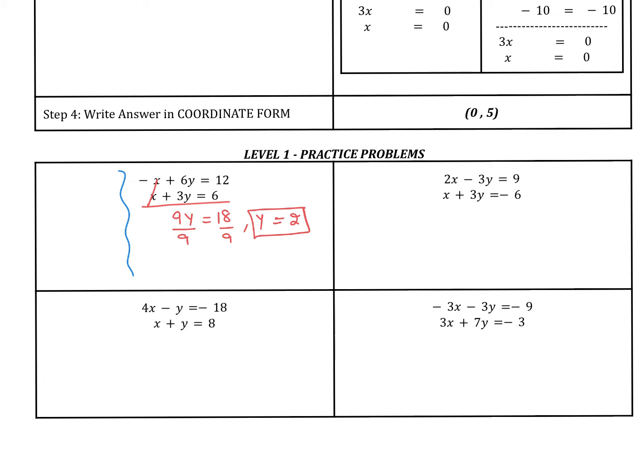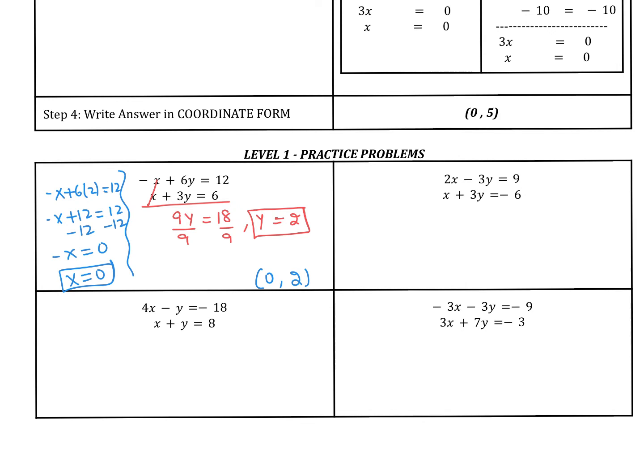So here you get negative x plus 6 times 2 equals 12. Negative x plus 12 equals 12. Minus 12 on both sides, you get negative x equals 0, which means x equals 0. So 0, 2 is your answer.